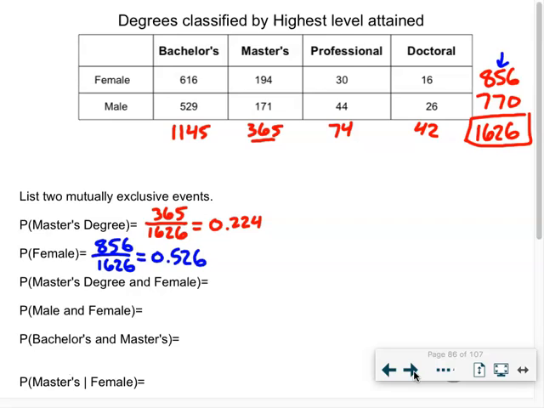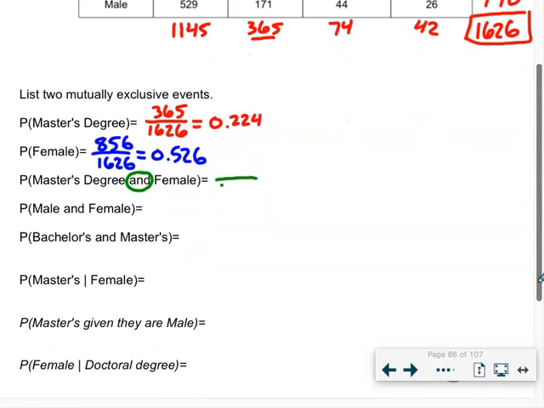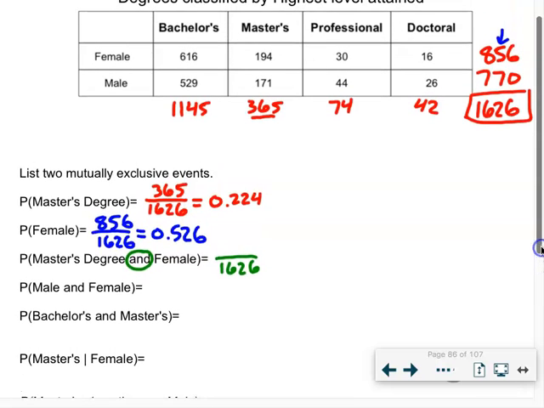All right, remember in and problems, they're talking about a specific box in the table. So and does not mean multiply today. 1,626 is still the bottom because we don't have the word given. So we need to find the master's degree and female number. Okay, 194 is where the female row intersects with the master's degree column. So 194 females have a master's degree out of 1,626 people. That's 0.119.